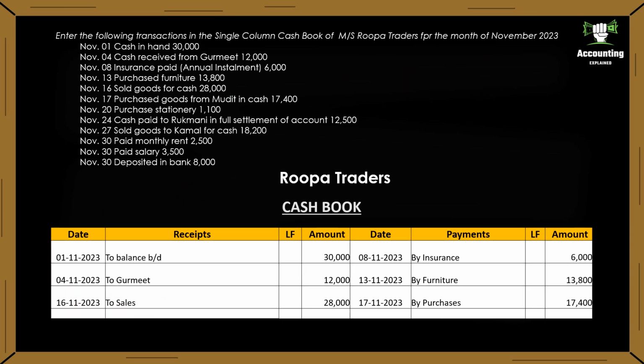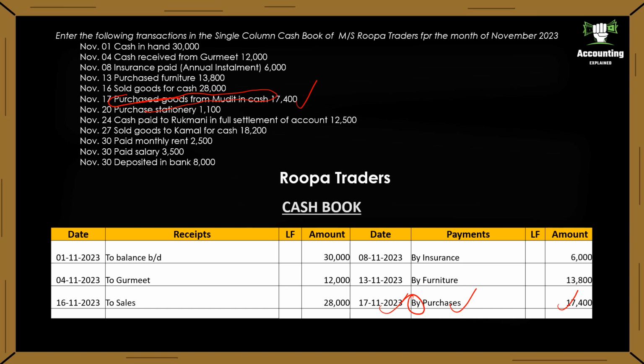The next transaction is on November 17th. Purchased goods from Mudit in cash 17,400. So purchased goods means your payment is increased. So you have to write it on the payment side, 17/11/2023. Payment starts with "By". By Purchases 17,400.